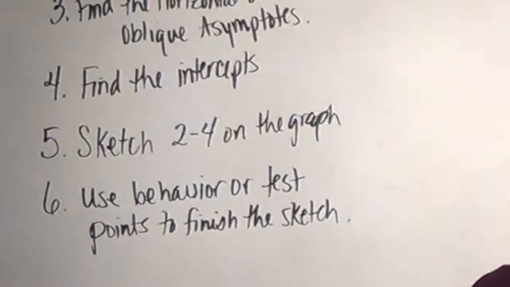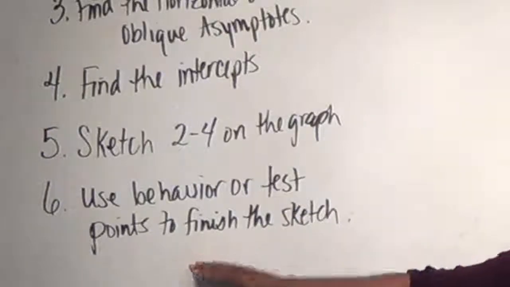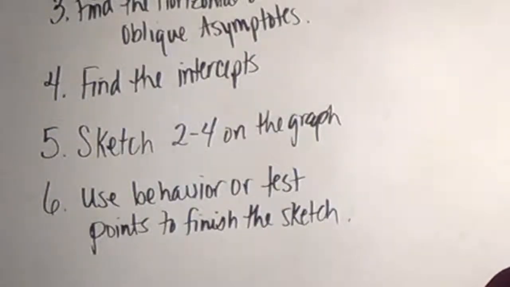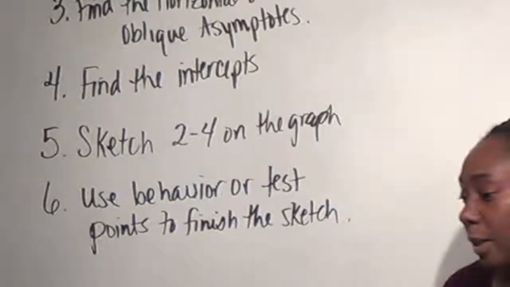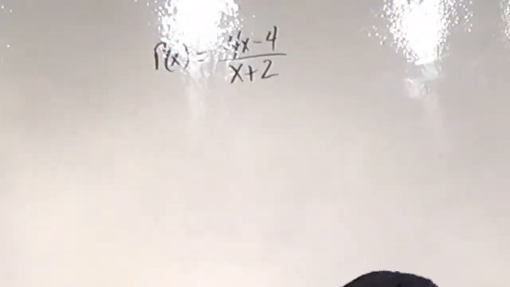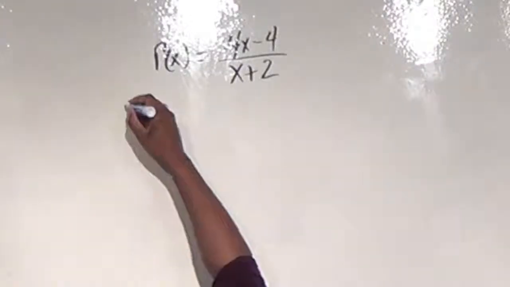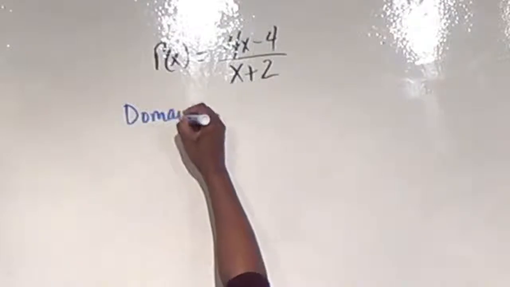In some cases, you may not have very many intercepts, or maybe you don't have a lot of asymptotes. So then what you can do is test points to figure out what the graph is doing. Okay? So in this first example, we're going to look at r of x equals (4x minus 4) over (x plus 2). So again, the first thing we're going to do is start by finding the domain.